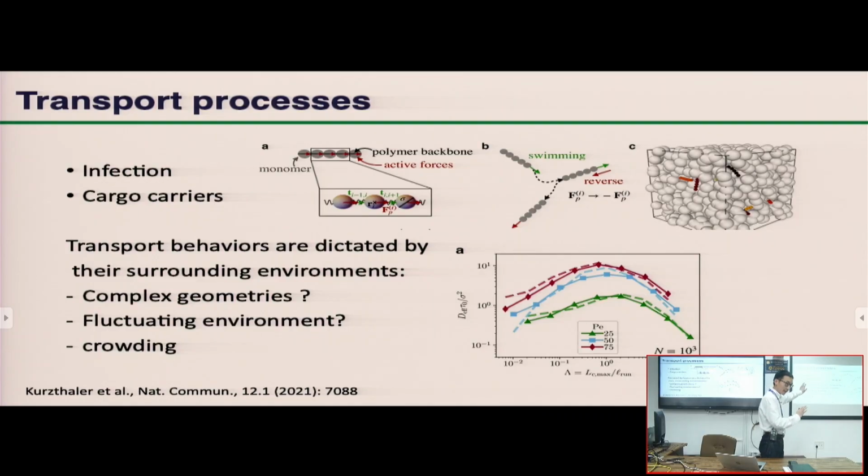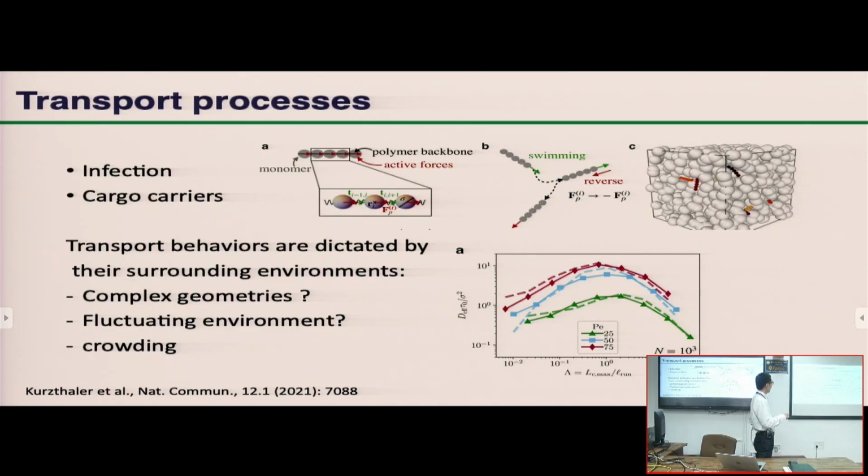So one of the themes that we've seen through our lectures and discussions is these guys are active, so they're going somewhere, right? And their transport processes, meaning where they're going, their diffusive motion or their directed motion, is important, both in biology, in nature, and in applications. For example, we talked about infection, motile bacterial infection. They have to go somewhere that we don't want them to go to cause infections.